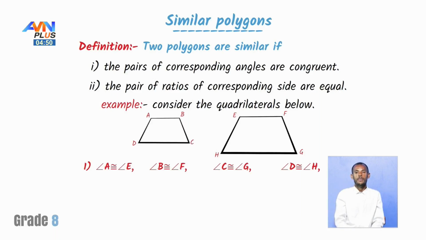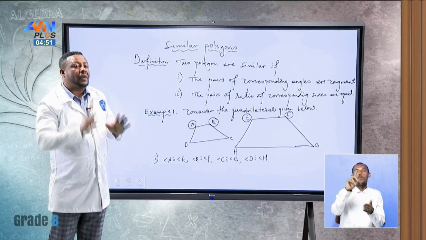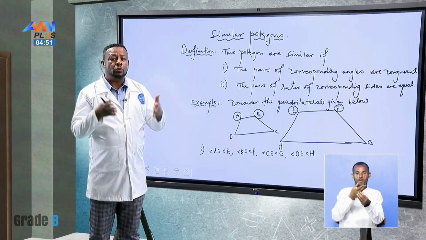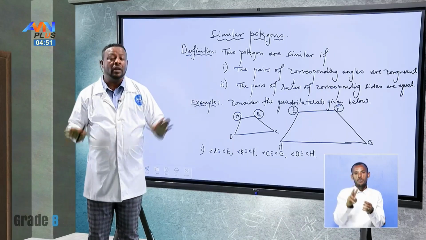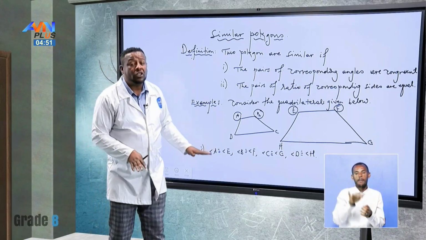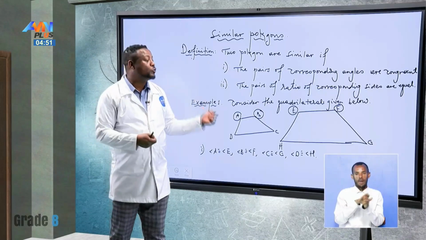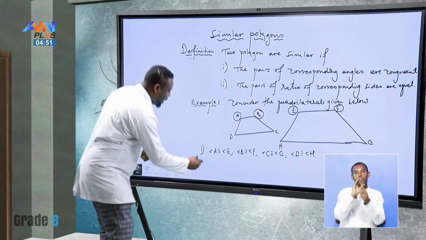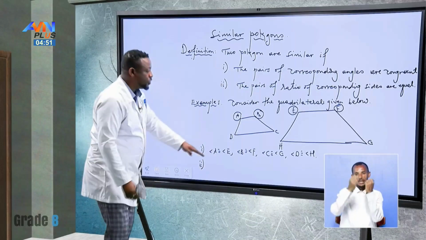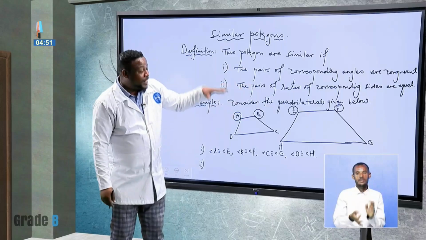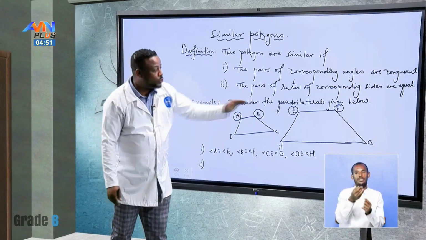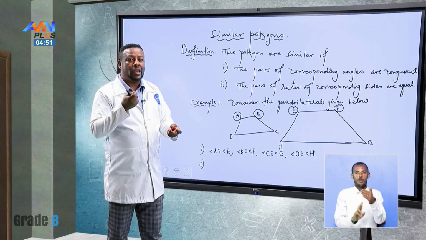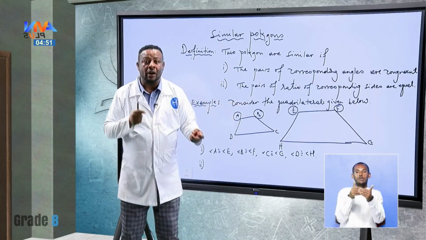All right. So this is one of the criteria. You need to add one more condition to properly say these two quadrilaterals are similar. The first condition is not enough to say these two quadrilaterals are similar, right? So the second condition, according to our definition, to say these two quadrilaterals are similar is that the ratio of the corresponding sides are equal.